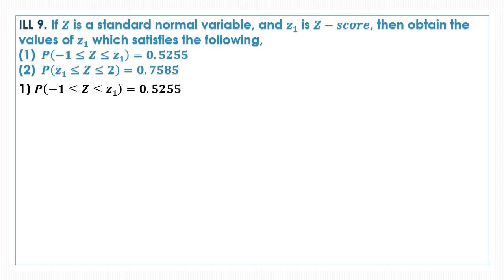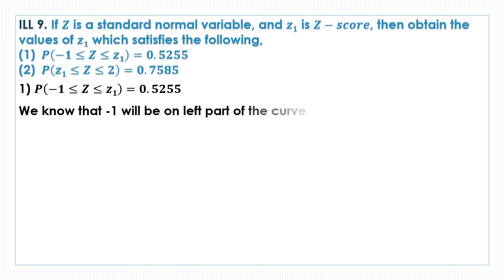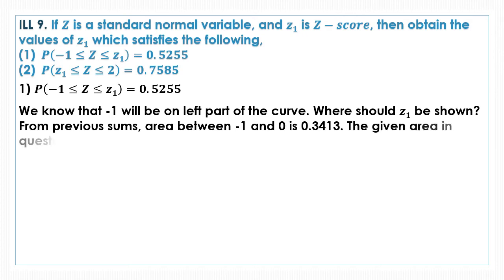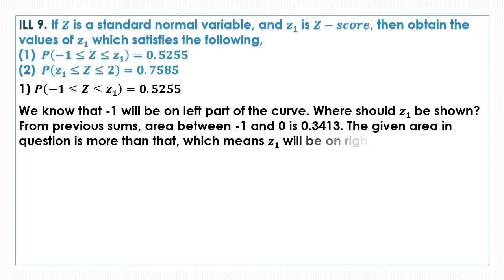Probability negative 1 less than or equal to z less than or equal to z1 is 0.5255. Because negative 1 is on the left part of the curve, where should z1 be? From previous sums, the area between negative 1 and 0 is 0.3413. We already know that. But the area in the question is more than that value. That means if we start from negative 1 and come up to 0, it is 0.3413, and the area in the question is more than that. That means z1 must be on the right hand side of the curve.